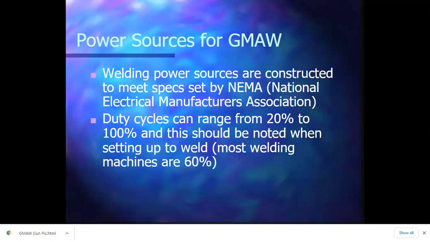This is to protect the internal components from heating up. Now, all the components inside of a welding machine, we've got a lot of conductors, contactors, things like that.